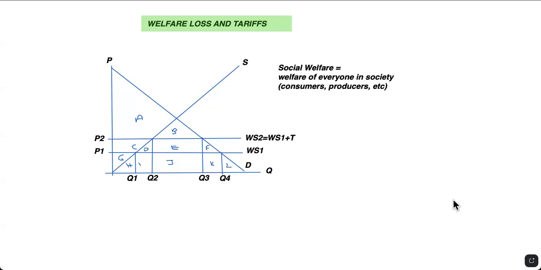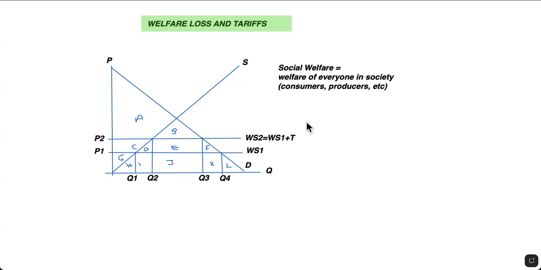Okay, so this diagram looks a little busier, maybe a little bit scarier. I hope that's okay for now. Anyway, social welfare is the welfare of everybody in society. So social means society. That's usually just consumers and producers, but there could be third parties involved. There could be governments involved. So be sure to include those in case you have to work out social welfare when there are many different groups in a particular situation.